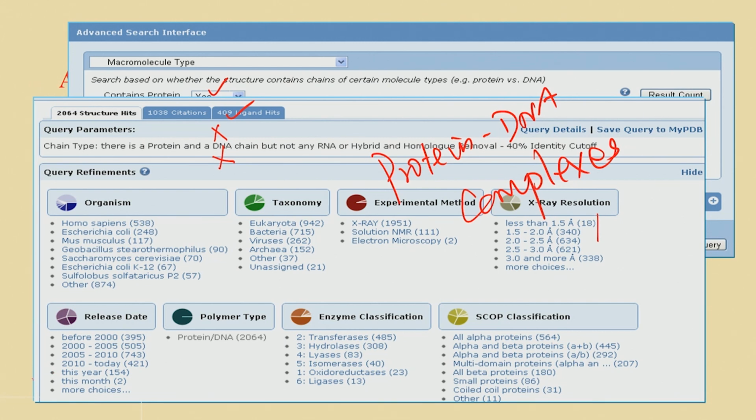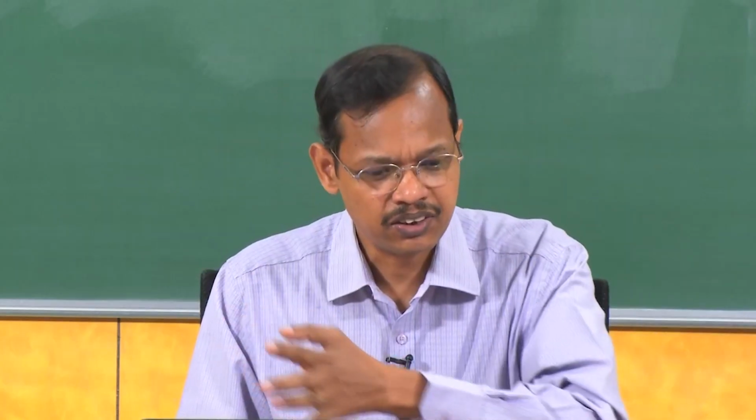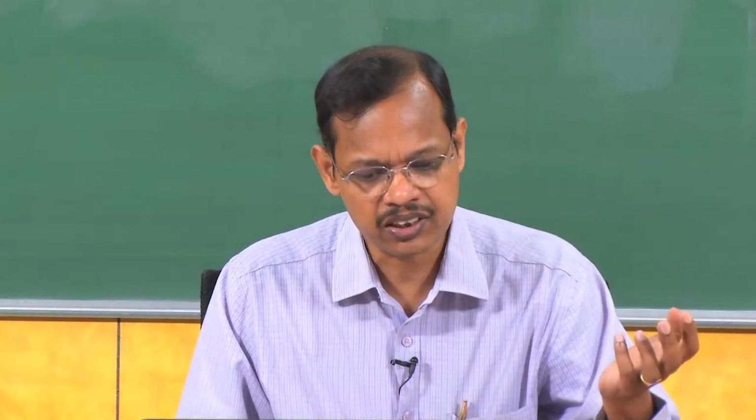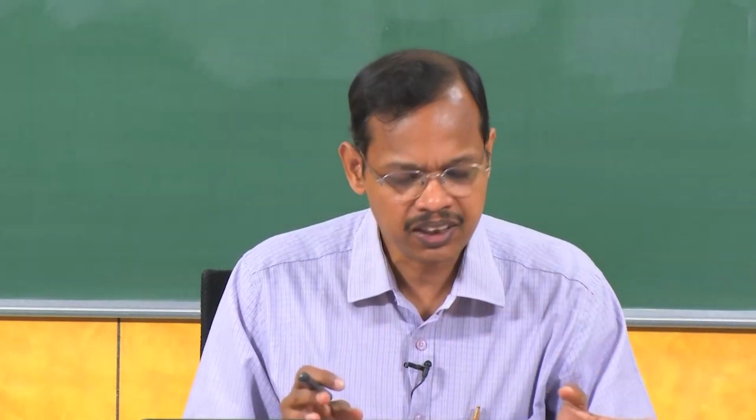In this case you get, this month, 2 structures deposited in the database for the protein nucleic acid complex. Polymer type is protein DNA. Then we have different enzyme classification. So, these are the different classifications and different types of proteins. This I will discuss later, about the SCOP classification. So, if you want a group of proteins, you can get the group with different aspects: different organisms, different taxonomy, different methods, different enzyme classification and so on.